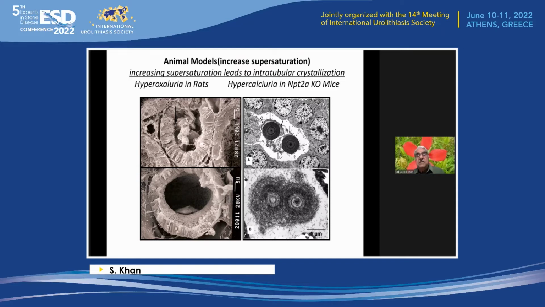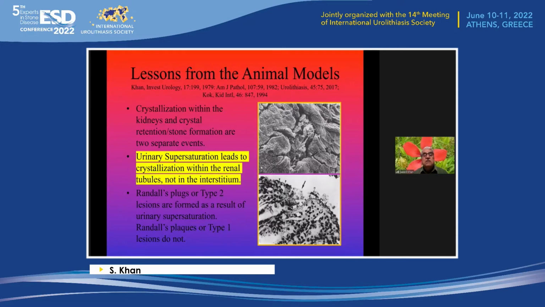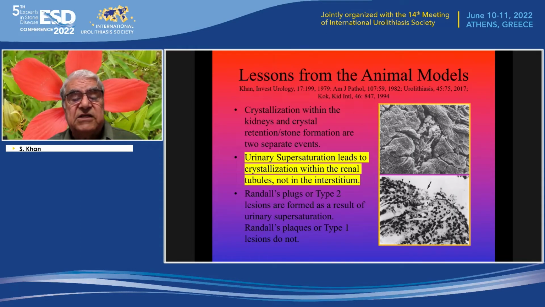In both cases, for example, we induced hyperoxaluria in rats or hypercalciuria in knockout mice. And in both cases, whether it is calcium phosphate deposition or calcium oxalate deposition, it is happening in the tubules, as you can see here. These are tubular lumina. There is calcium phosphate on one side and calcium oxalate on the other side, and both of them are happening in the tubular lumen. So crystallization within the kidneys and crystal retention are two separate events. Urinary supersaturation leads to crystallization within the renal tubules and not the interstitium.